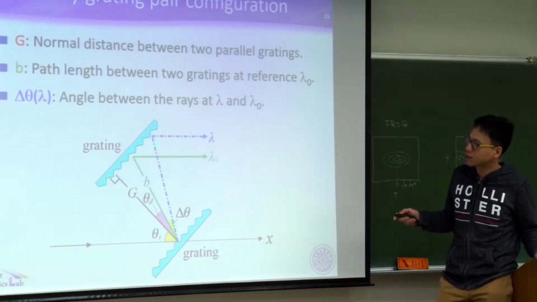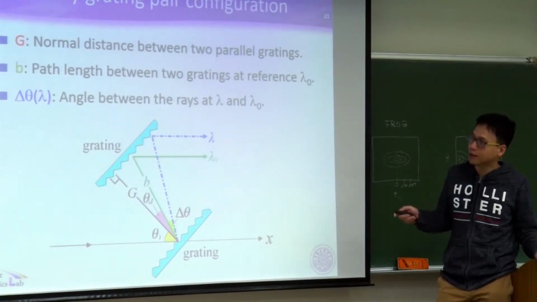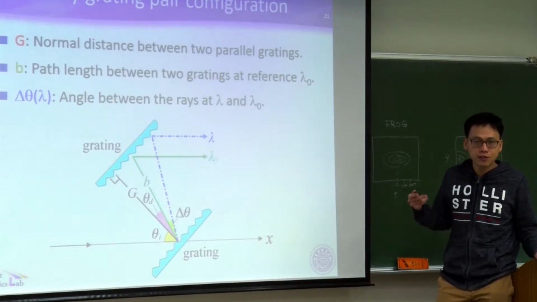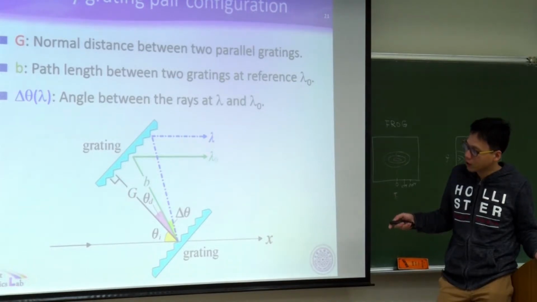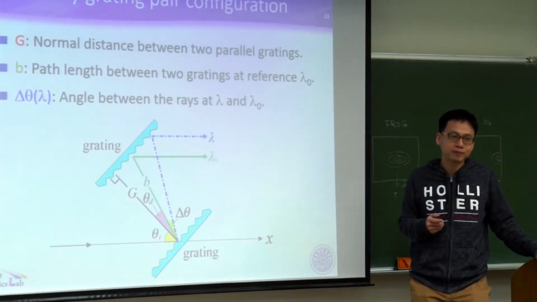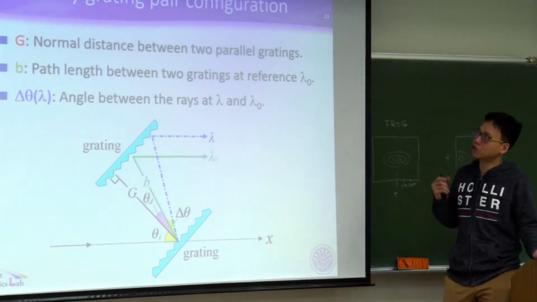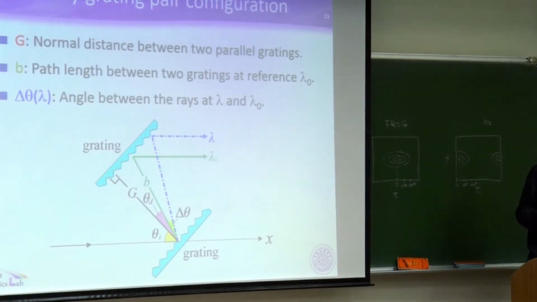So it will hit the second grating at a different position. Okay, but after the second diffraction, the blue ray will also propagate parallel with the incidence ray. Okay, so this is the general picture of the Treacy grating pair. Any question?